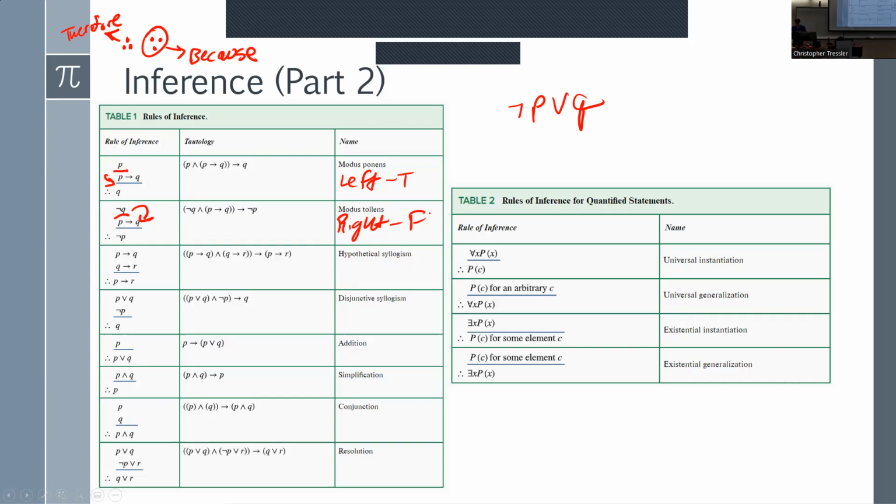Now we have disjunctive syllogism. What this is really saying is if we know either situation A or situation B is true, and we know situation B or situation A is false, we know the other is true. If we know it's an or and we know that or evaluates to true, it's just saying we need at least one of them to be true. So if we know the one that's false, we know that the other one's true.